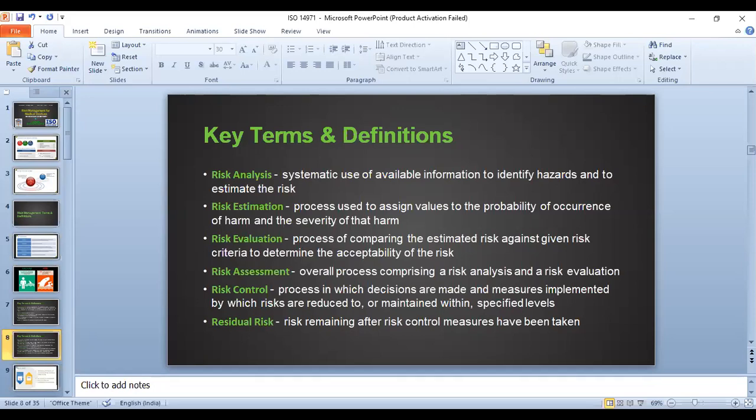The next definition, risk evaluation. The process of comparing the estimated risk against given risk criteria to determine the acceptability of the risk. Very much important. How do you evaluate? That is based upon the data, literature data, they have some risk parameters. What literature data they have available can be compared to the estimated risk. So they can be compared. So what is the ultimate value they can obtain? That is the risk evaluation.